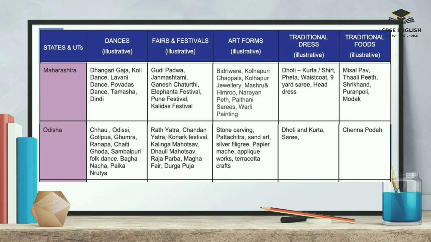So here are the suggestive or illustrative topics you can take, as suggested here for the states of Maharashtra and Odisha: dances, fairs and festivals, art forms, traditional dress, traditional foods of Maharashtra and Odisha, and so on. You will get the information of remaining states and union territories in the link provided below in the description.